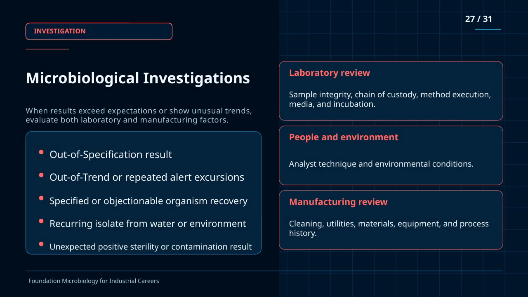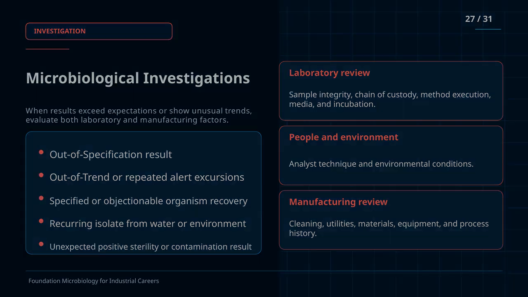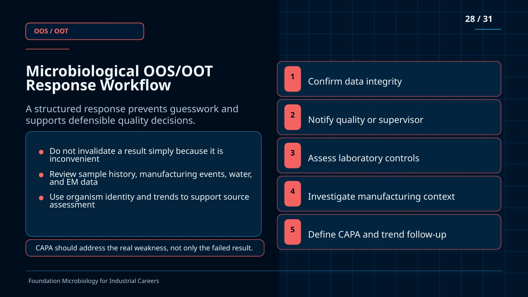Microbiological investigations begin when a result exceeds expectations, shows an unusual trend, or reveals a concerning organism. The review should consider sample integrity, method execution, media, equipment, analyst technique, environment, utilities, cleaning, and manufacturing history. A structured OOS or OOT response starts with data integrity and notification, then reviews laboratory controls and manufacturing context. Do not invalidate an inconvenient result without a clear assignable error. Use identification and trend data to guide CAPA toward the real weakness.